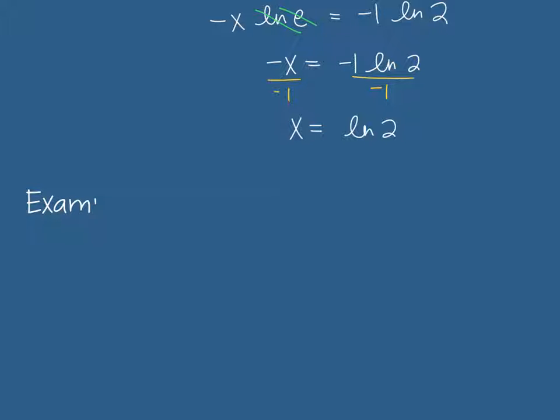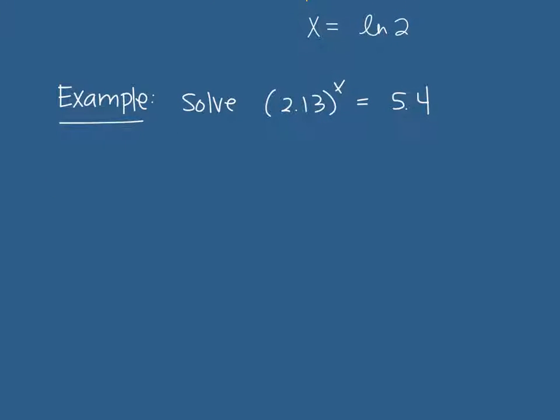Okay, here's the second to last one I've got for you. 2.13 raised to the x equals 5.4. Clearly, we have to get rid of the 2.13. The problem is there's no nice log to cancel out the 2.13. There just isn't. But that doesn't stop you from using legally a natural log on both sides.